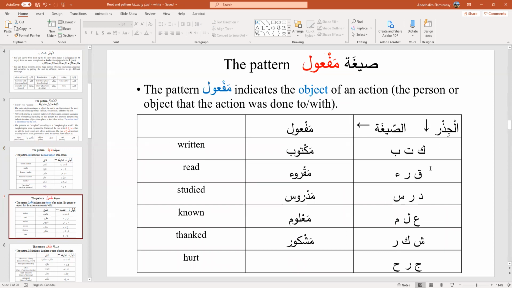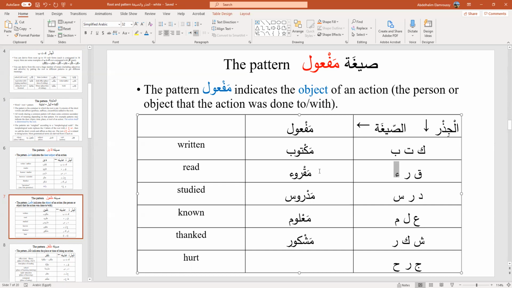Let's go to the second root, qaf ra hamza. Again, qaf ra hamza, this root has to do with reading. So let's put it in the pattern maf'ul. We'll put it by replacing the fa with the first letter of the root, or R1, which is the qaf. We'll replace the ayn with the second letter of the root, or R2, which is the ra. We'll replace the lam with the third letter of the root, or R3, which is the hamza.